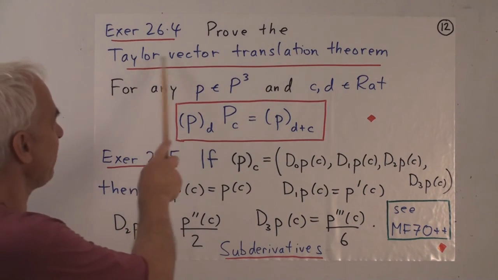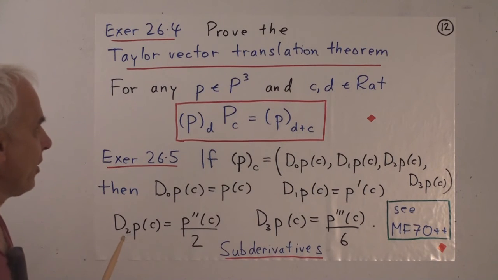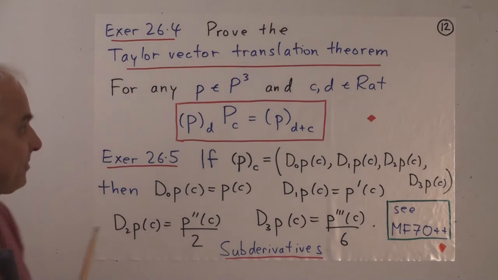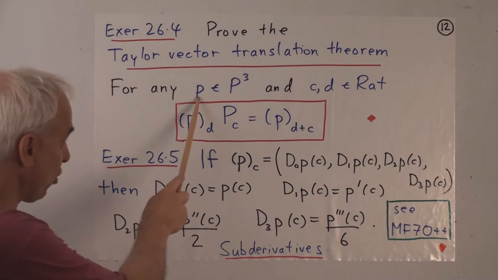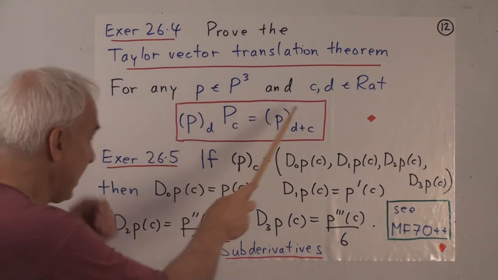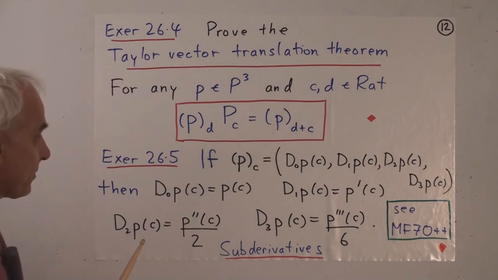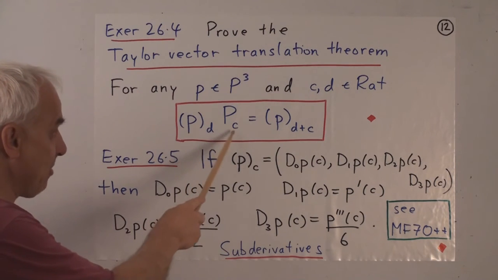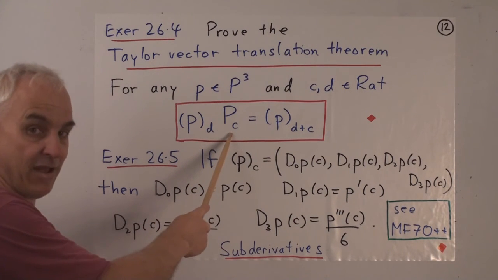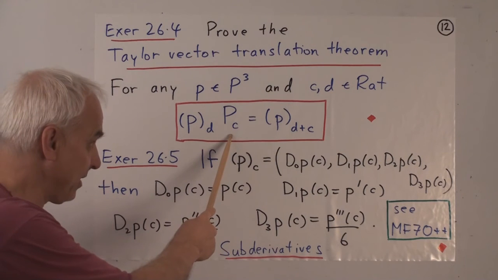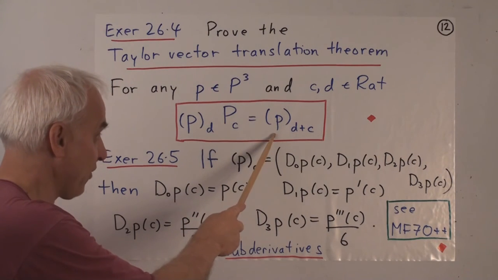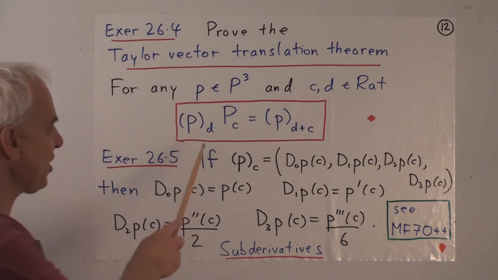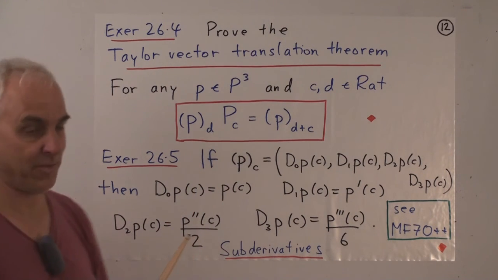We're going to call that the Taylor vector translation theorem, or maybe a little bit longer, Taylor coefficient vector translation theorem. It tells us that for any polynomial p in P3 and any rational numbers c and d, if you look at the Taylor coefficient vector at d and you multiply it by the generalized Pascal matrix P sub c, then you get the Taylor coefficient vector at d plus c. So we saw this special case when d equals minus c.